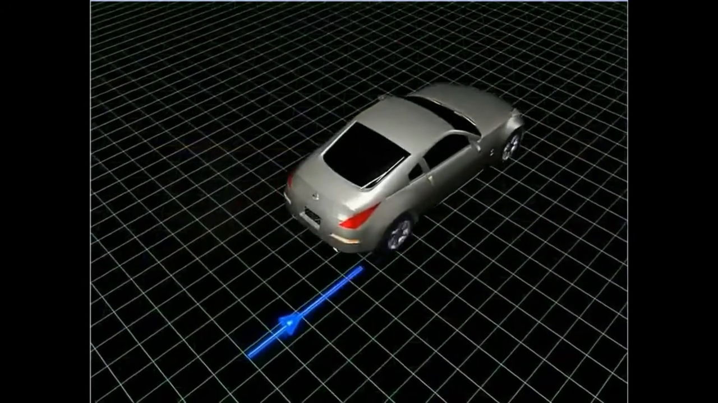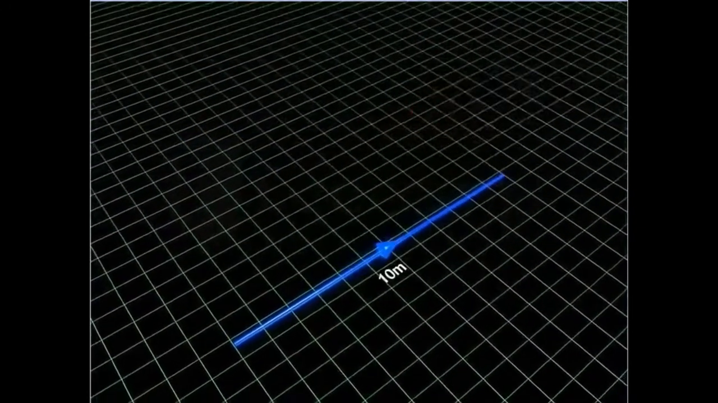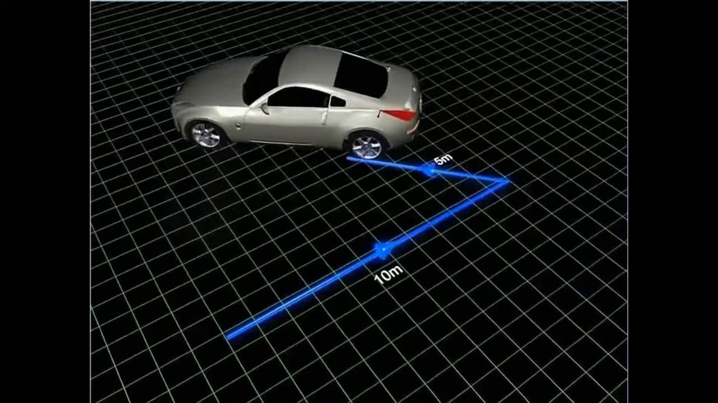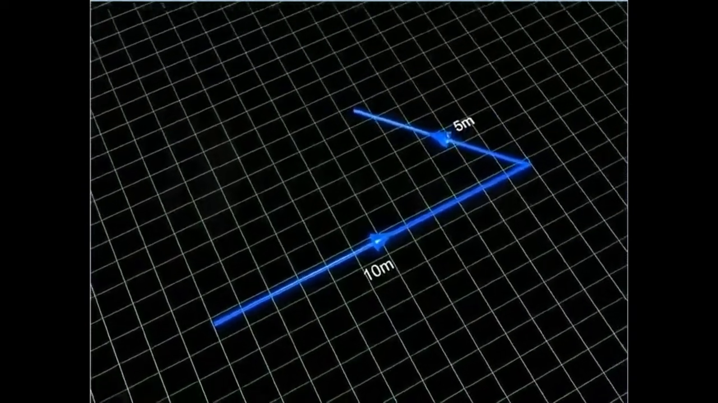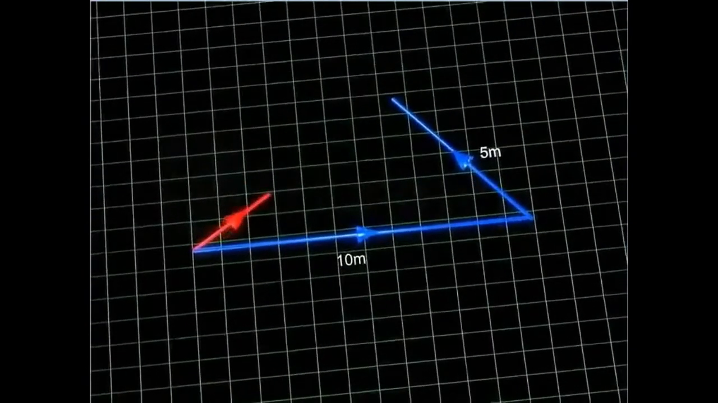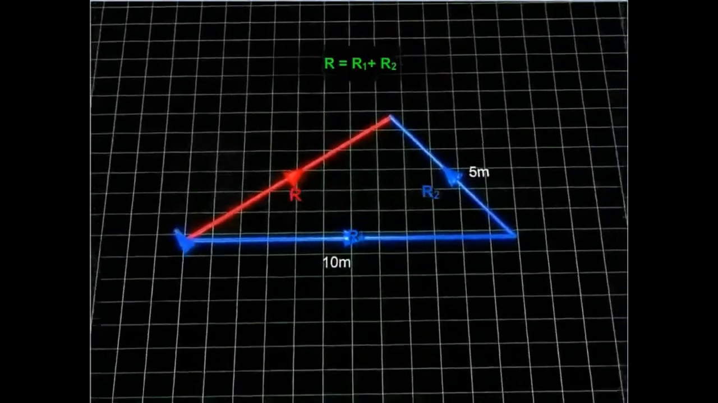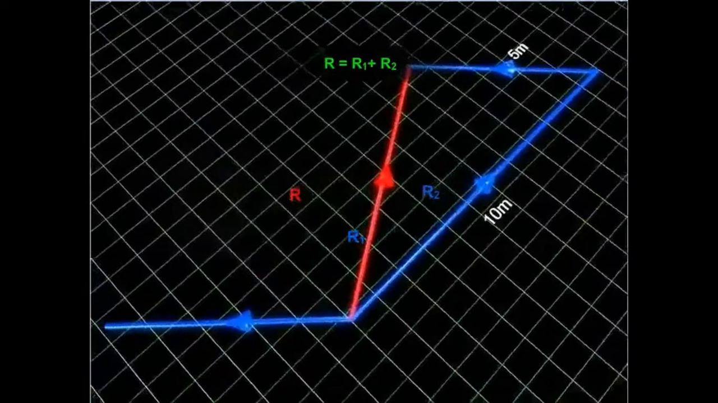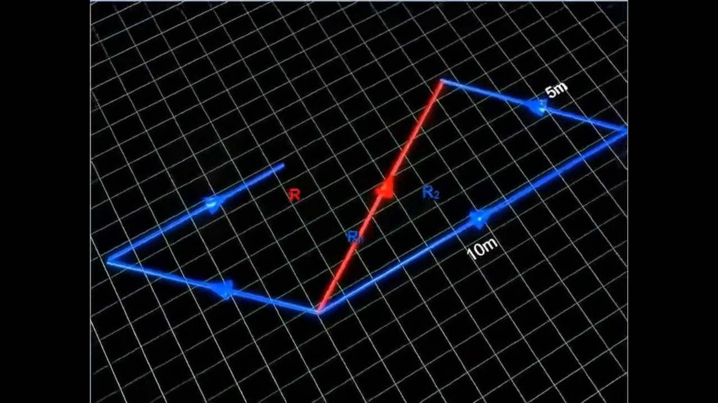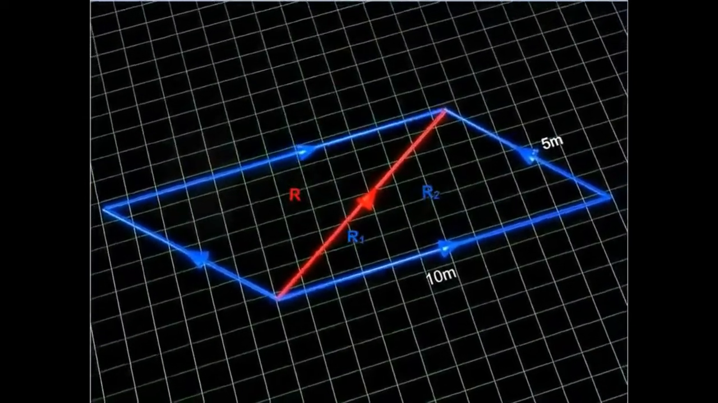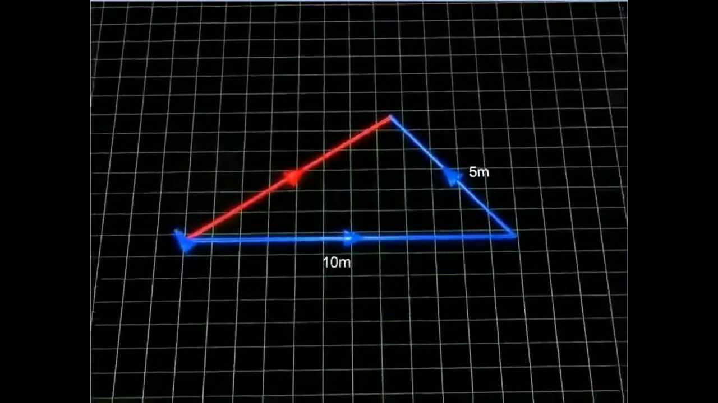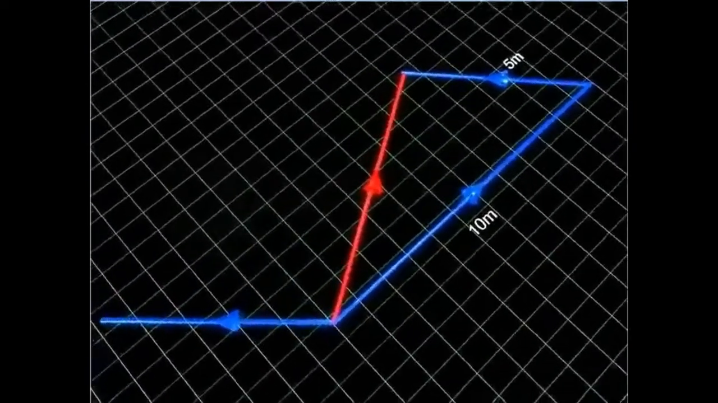Again, if you travel 10 meters east and 5 meters northwest, then your displacement vectors are not linear and your resultant cannot be found by simple addition. For addition of such vectors, which are inclined to one another, you need to apply the triangle method or the parallelogram method of vector addition.